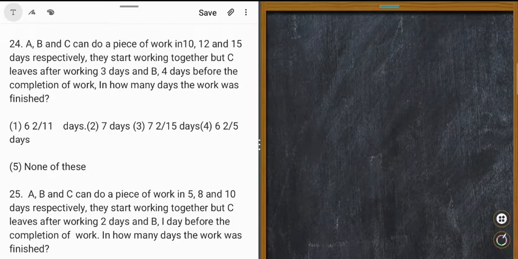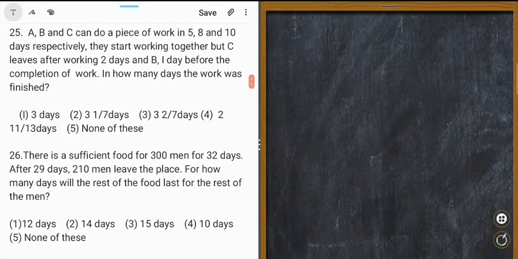Then, question number 25. A, B, and C can do a piece of work in 5, 8, and 10 days respectively. They started working together, but C leaves after working 2 days, and B 1 day before the completion of work. In how many days was the work finished? Same thing. It is like question number 24.